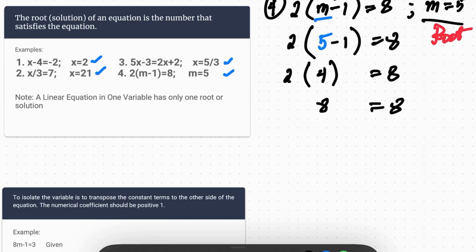That's all for now for this video on verifying whether a given replacement value for the variable is a solution or a root of the linear equation in one variable. And take note, a linear equation in one variable has only one root or solution. So once we have verified that the given value is a solution, then that's it.